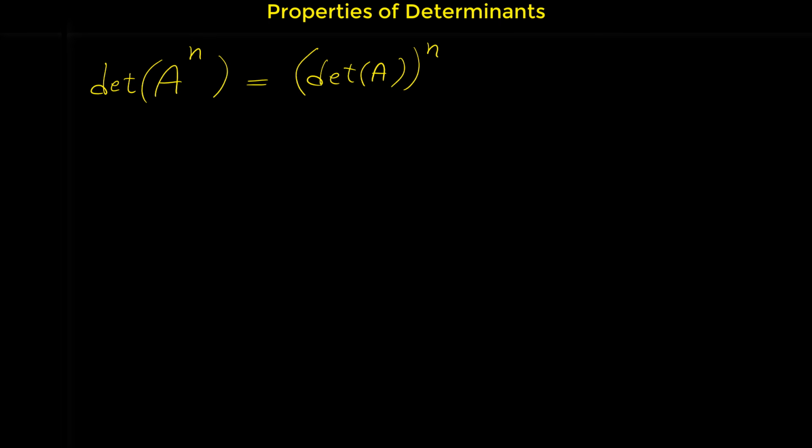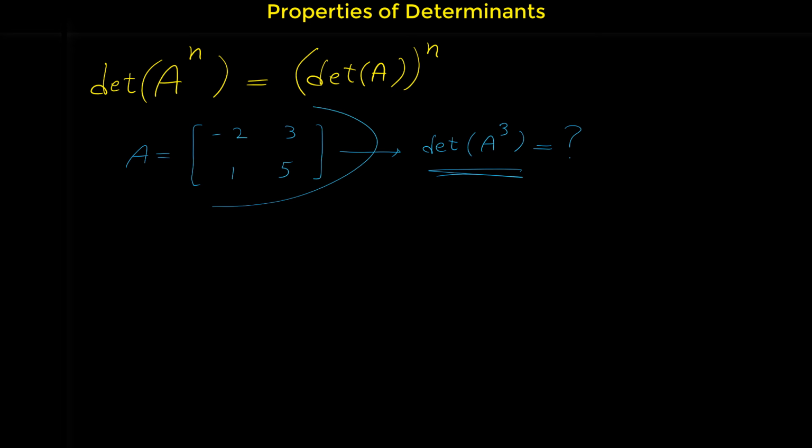We are given this matrix A equals negative 2, 3, 1, 5. And we are asked to find determinant of A to the power of, for example, 3. One way to find this is to multiply this matrix by itself 3 times and then find the determinant of that. But multiplying matrices, as you know, is a bit hard and needs some calculations. It's possible to make mistakes during those calculations. So it's better to use this relation that we learned here.